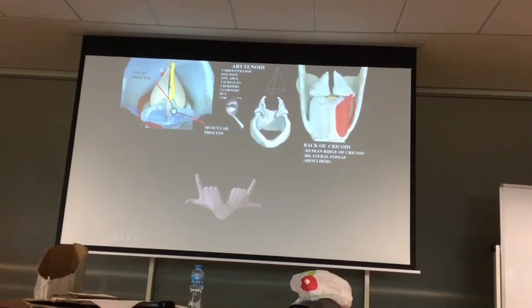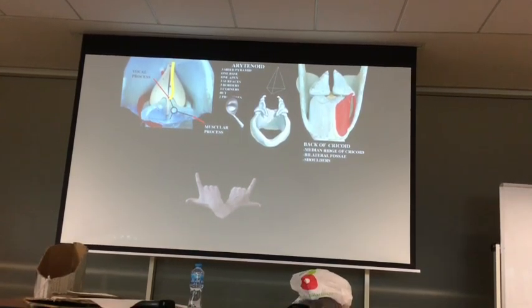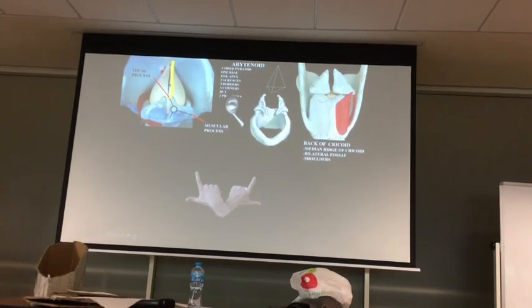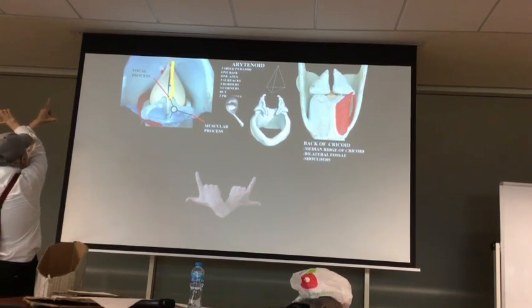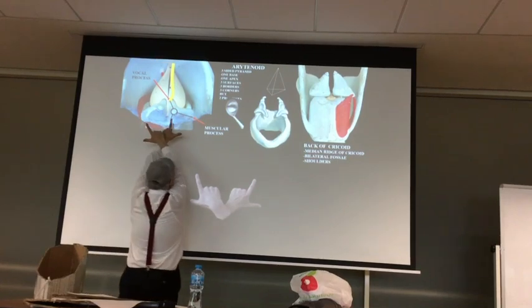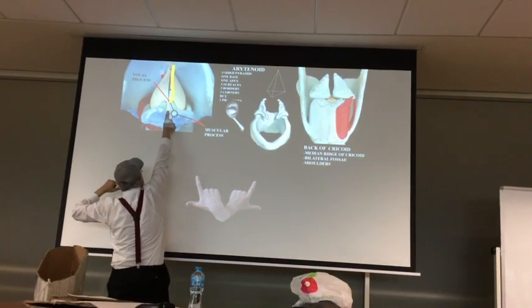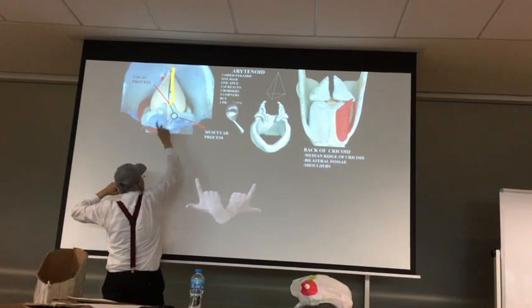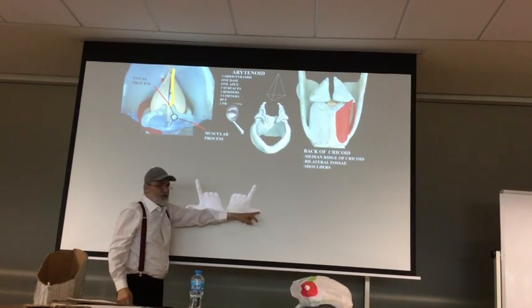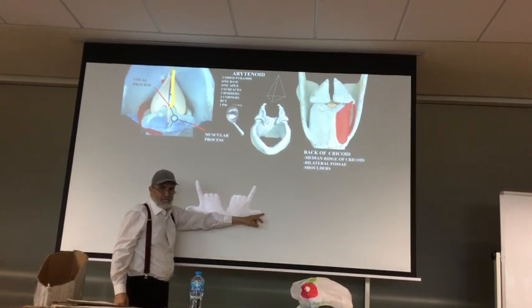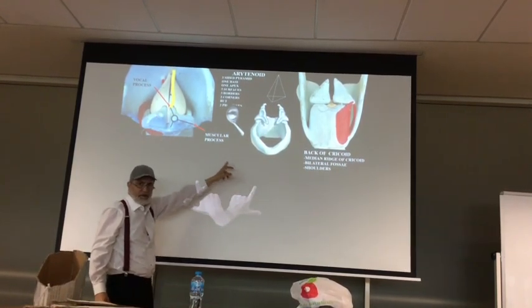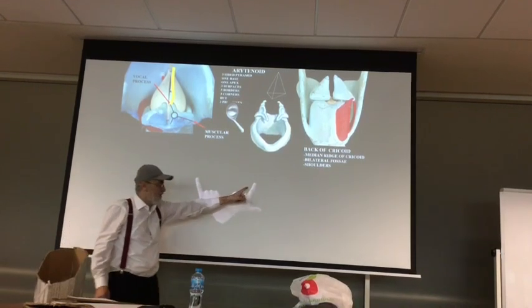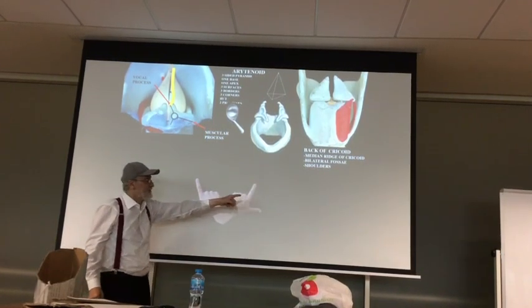And these are the two arytenoids. And the two arytenoids, I always resemble them by this, as if I'm seeing them from above. This is the muscular process, and here is a process which is for the cord. We call it vocal process. Vocal process and muscular process.